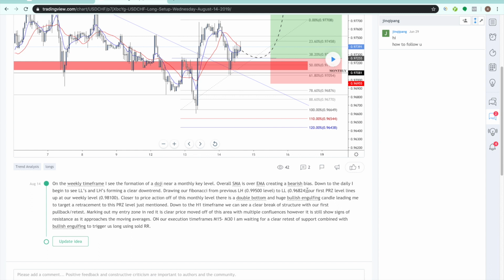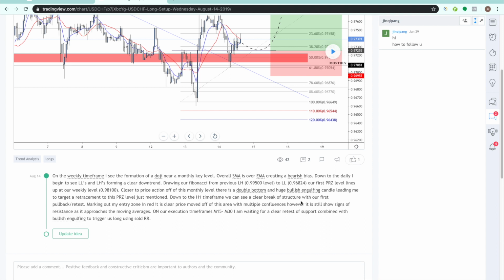Down to the daily, I begin to see lower lows and lower highs forming a clear downtrend. Drawing our Fibonacci from previous lower high to lower low, our first PRZ line lines up at our weekly level. So we're seeing our 38.2 line up with a weekly resistance closer to price action off of this monthly level. There is a double bottom and huge bullish engulfing candle, leading me to target a retracement to this PRZ level just mentioned.